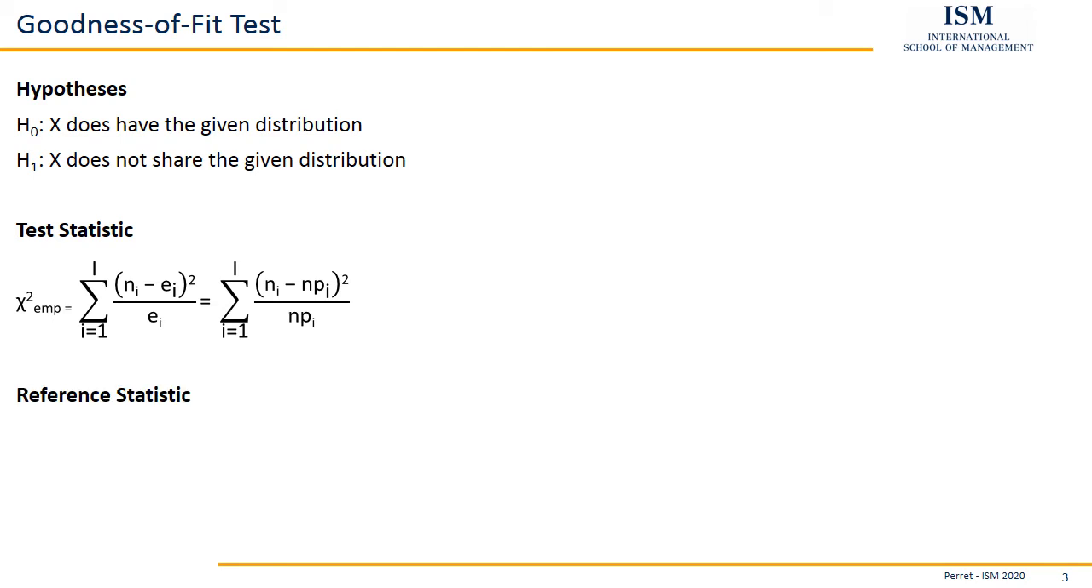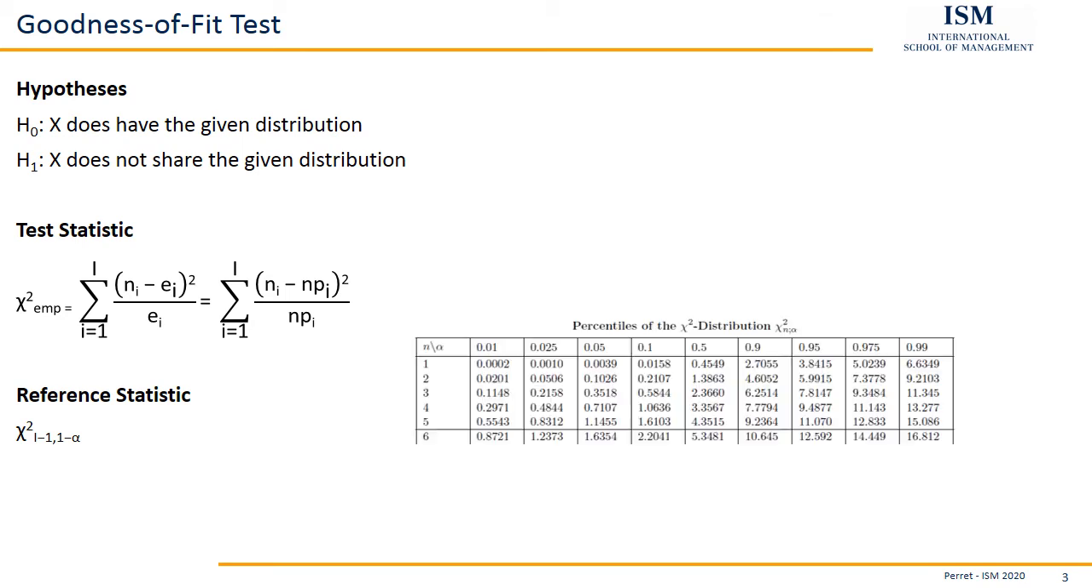If I have this, I'm only needing a reference statistic. The reference statistic here, I get as chi-squared, I minus 1, 1 minus alpha. The I here is the number of categories. So if I take a look here, on the left side, in the different rows, I have my degrees of freedom, so that's more or less the I minus 1. And the different columns, that's the 1 minus alpha.